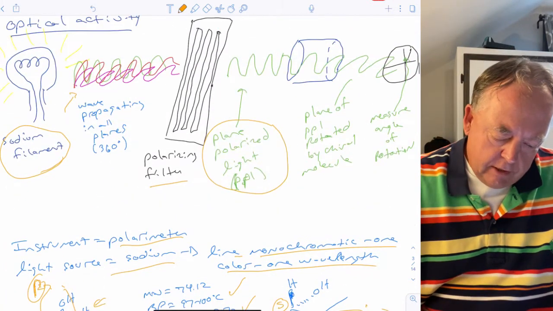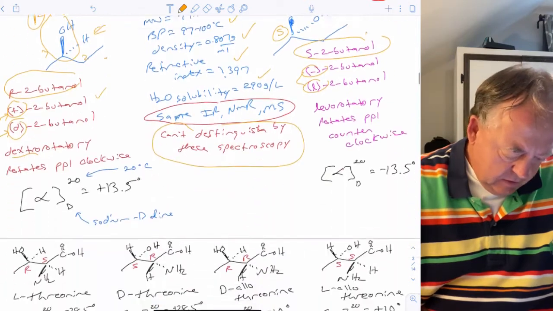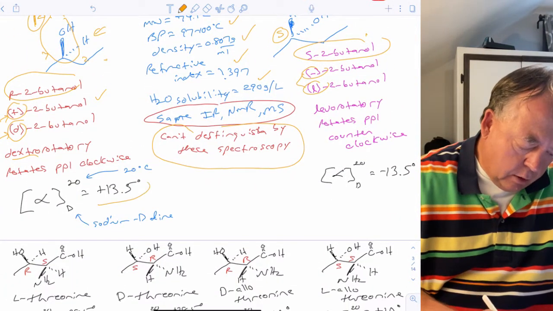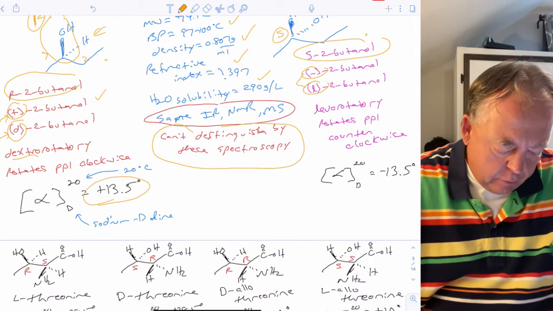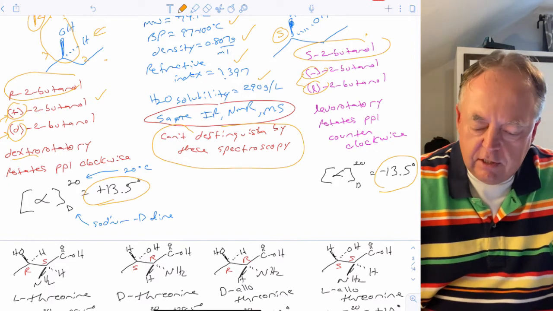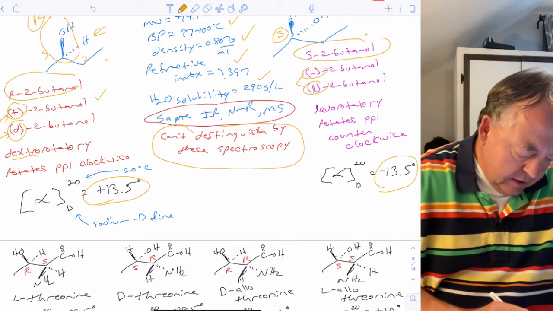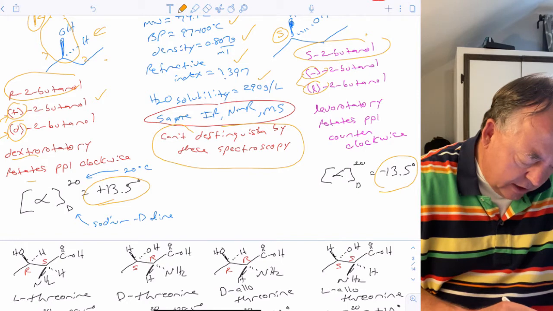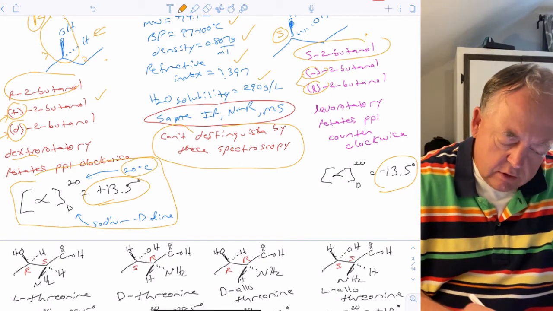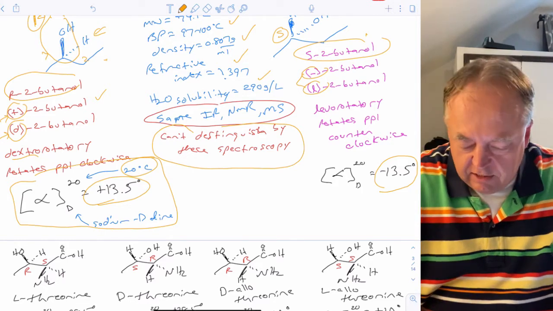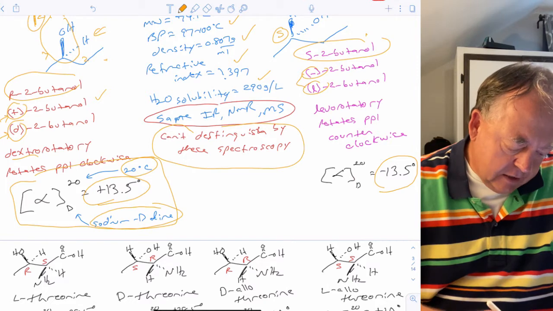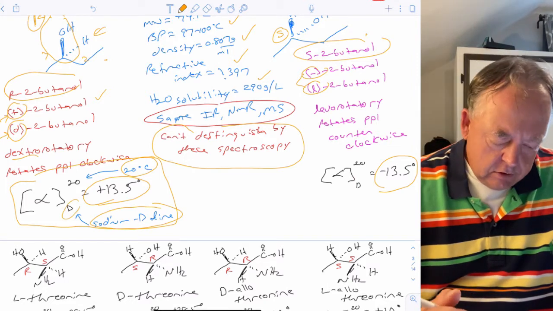Well, one way is you can measure their optical activity. So the R isomer rotates plane polarized light positive 13.5 degrees, and the S isomer, same magnitude but opposite direction, negative 13.5. So what do these symbols mean? Optical activity would typically be reported like this. The superscript is the temperature the experiment's done at, because the optical activity is going to be temperature dependent. And the sodium D line is what was used as the light source.